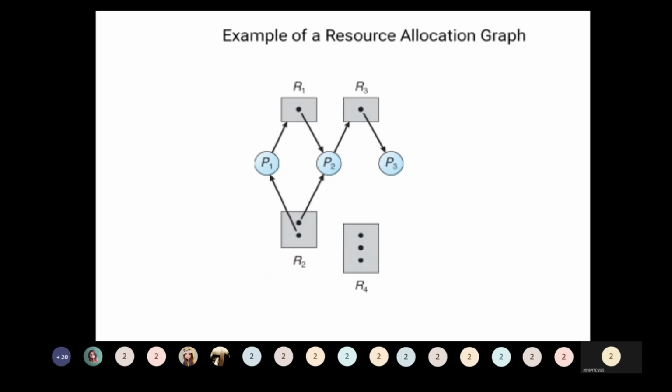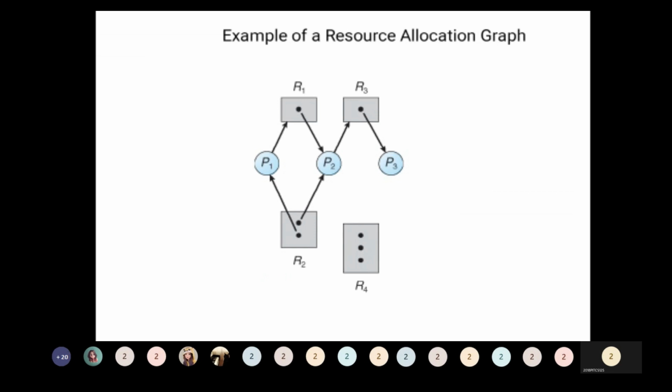Example graph showing a resource allocation graph. So you take three processes P1, P2 and P3. It has four resource types. Each resource is indicated with a square, and within that the dots indicate the resource instances. If there is a single dot, the resource has only one instance. If there are two dots, it has two instances. If there are four dots, then it has four instances.